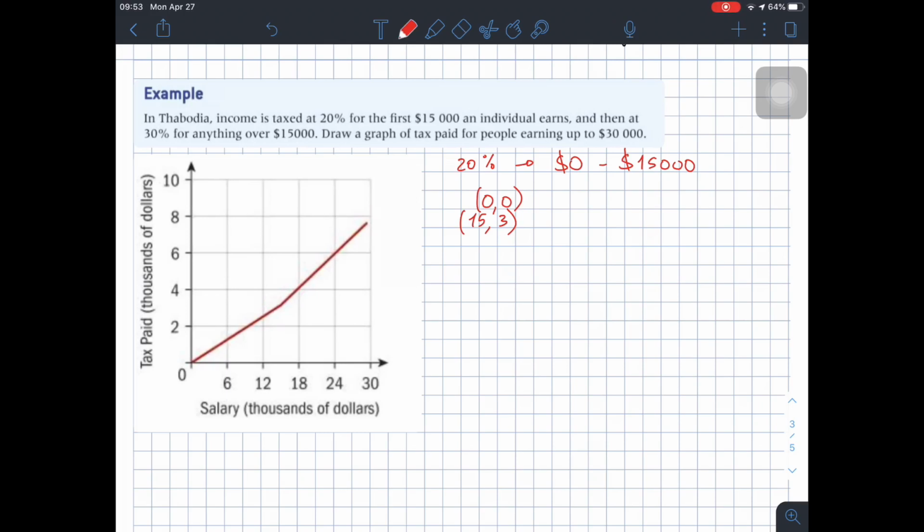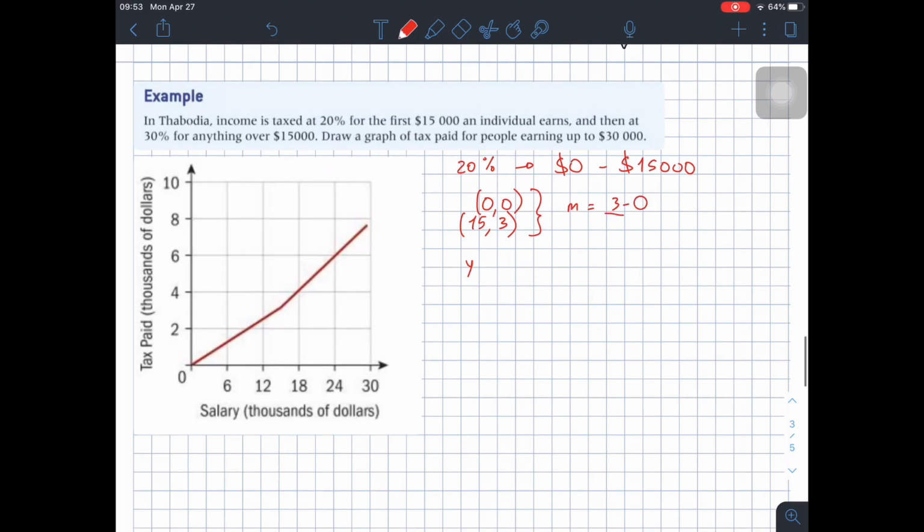So the equation of this line: you can find the slope, if you remember the formula, slope equals y2 minus y1 divided by x2 minus x1. This is 3 over 15, which if you simplify is 1/5, which is 0.2, which is the 20% we're talking about, right?